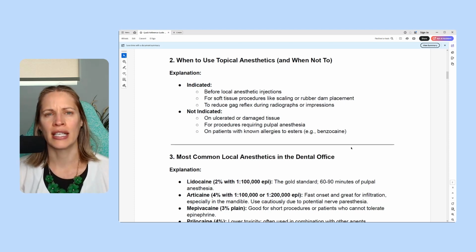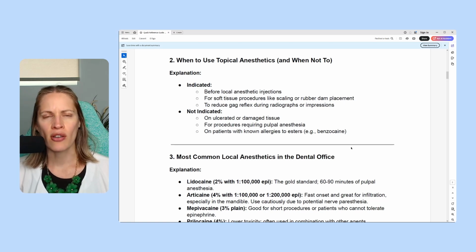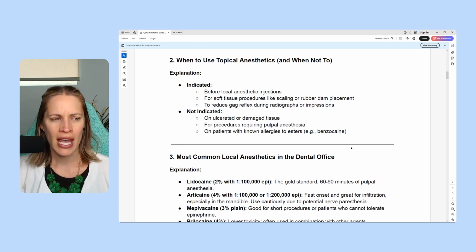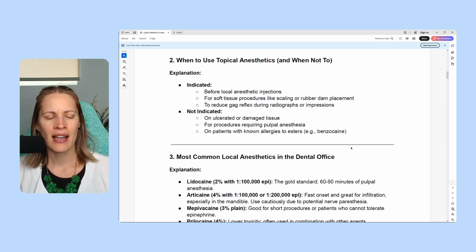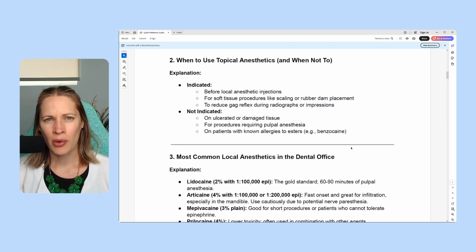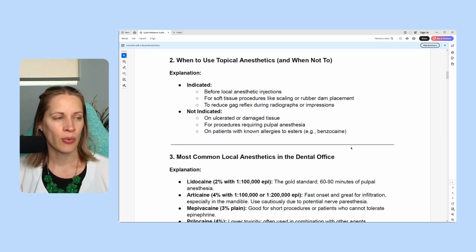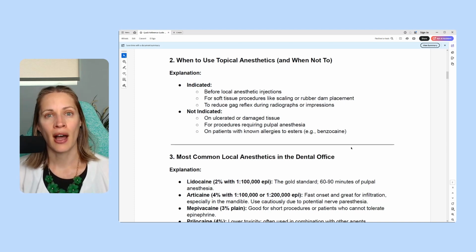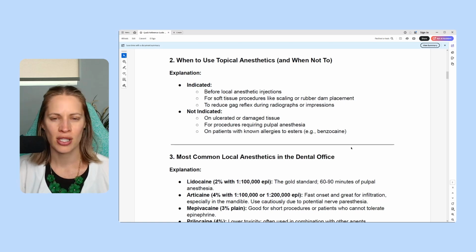But it's not a good idea to apply topical to ulcerated or damaged tissue. If the gum is really inflamed or there's a sore on the gum, applying topical isn't really a good idea because it's not going to work very well. For procedures needing pulpal anesthesia, they say you can apply the topical there, but it's not going to make much of a difference anyway because a pulpal local anesthetic can be a little bit more painful. But we've done this in the dental office anyway, where we just automatically apply the topical before the local, but that's just an example given here.